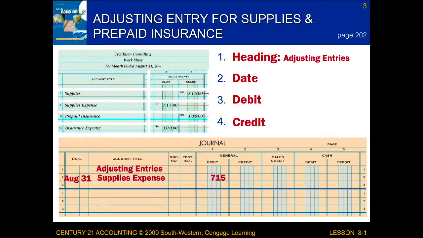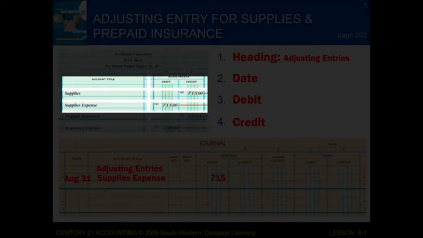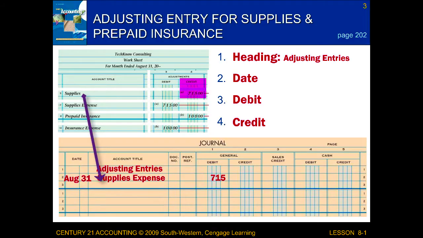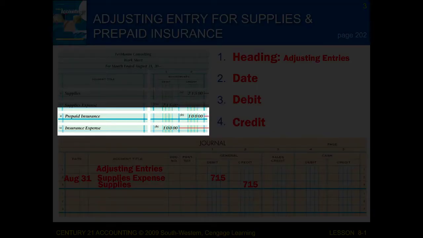And then I have to have a matching credit to go with my debit. And so if I look back up, supplies was the credit. So I'm actually going to put supplies on my second line and credit that for $715. So we've got a debit and we've got a credit. And then I'm ready to move on and do the same thing with my only other adjusting entry, which was prepaid insurance.